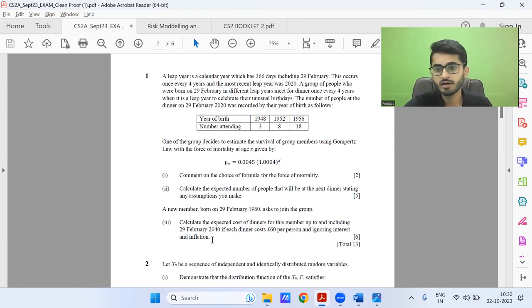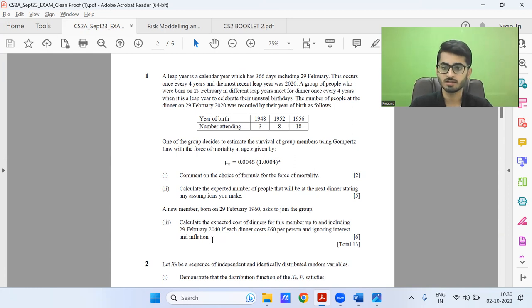Which is pretty good that they have already mentioned it; even if it wasn't, your natural assumption would be that you are ignoring the time value of money as well as inflation. That is, if it's going to cost £60 per person for the dinner today, we can assume that it's going to cost the same for the future period as well. If you want to assume some sort of inflation, very well, you could have done it. In this question, you can't. They have specifically asked you not to.